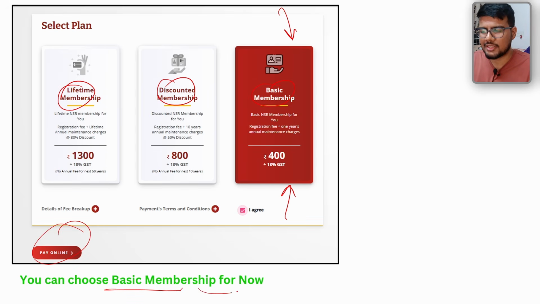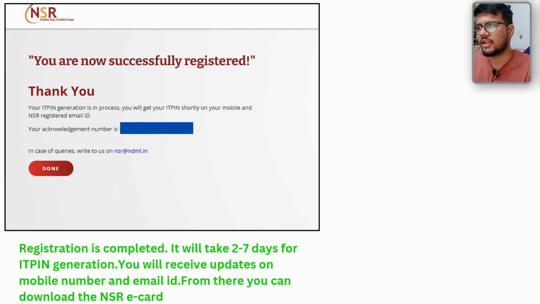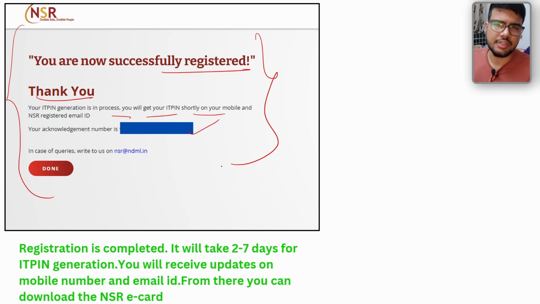You can choose the basic pay for now to get the NSR certificate, and when the payment is done, you are now successfully registered. Thank you. Your IT-PIN generation is in process, and you will get your IT-PIN shortly on your mobile or NSR registered email ID. Your acknowledgement number is this. Take a screenshot of this so that you can save it for further use. And registration is complete in 2 to 7 days. You will be getting your IT-PIN, which you can use wherever it is needed.